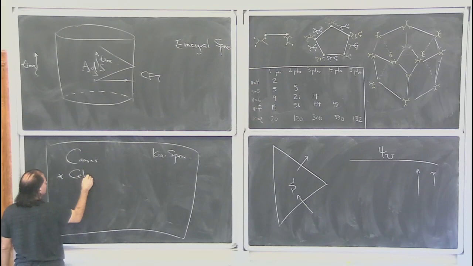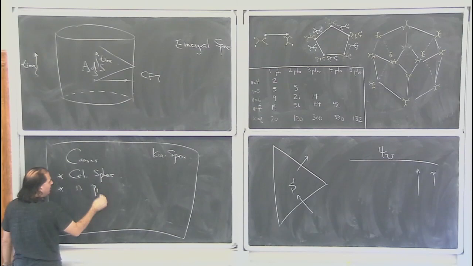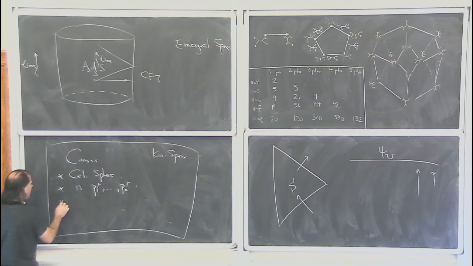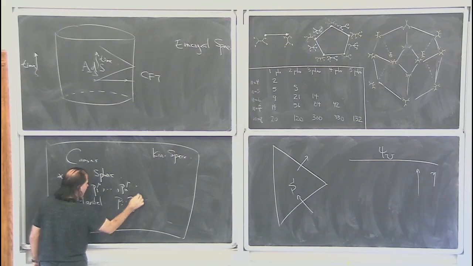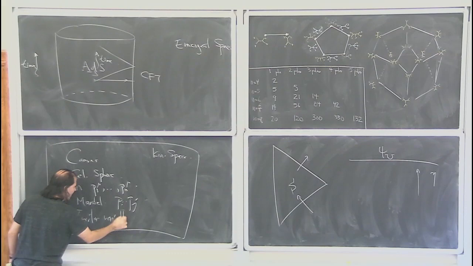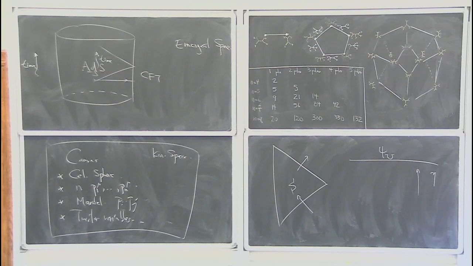So here are many ways of labeling it. Maybe it's a celestial sphere. That's the most geometrical one. Maybe it's just n null momenta. Let's say I'm scattering massless particles. I have n momenta, p1 mu up to pn mu. Maybe it's Mandelstam invariants, pi dot pj. Maybe there are other variables, like twistor variables, which doesn't really matter. Twistors, momentum twistor variables, and so on. These are all ways of labeling the on-shell kinematics, the things that the amplitudes actually depend on.